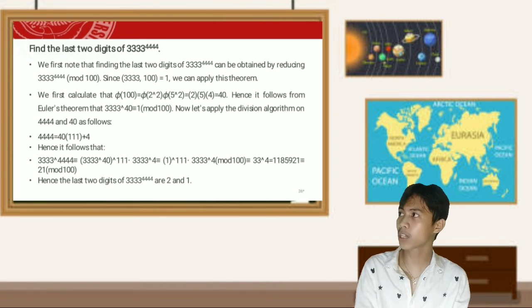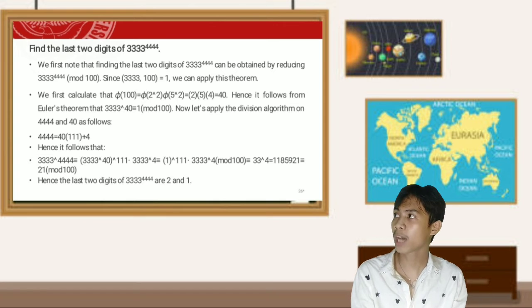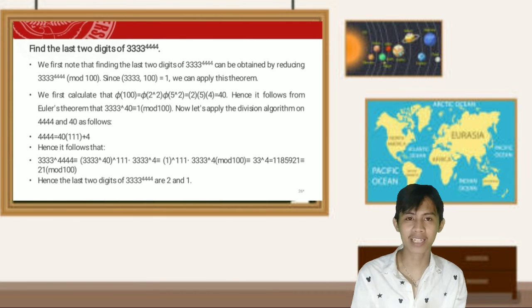Hence, the last two digits of 3,333 to the power of 4,444 are 2 and 1. So class, all of you have the right answer. So let's clap ourselves.